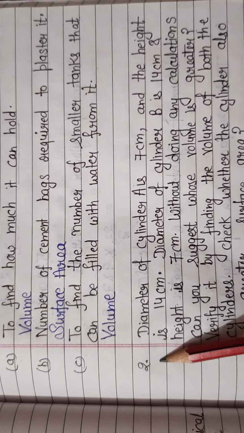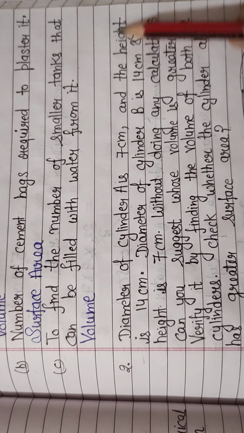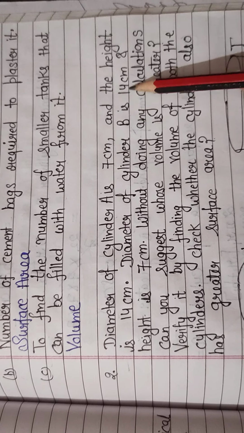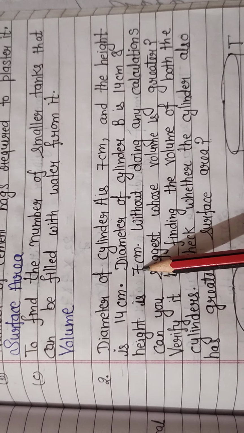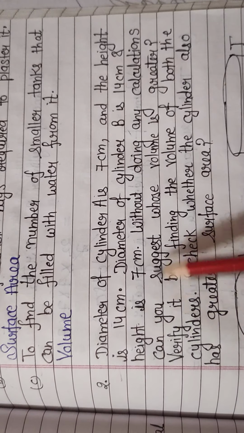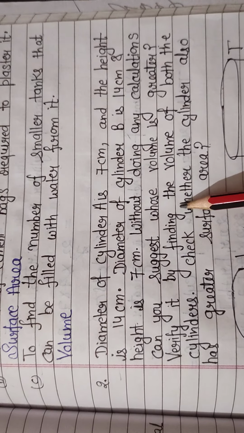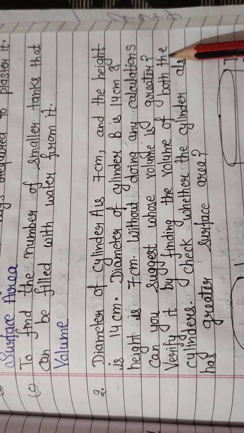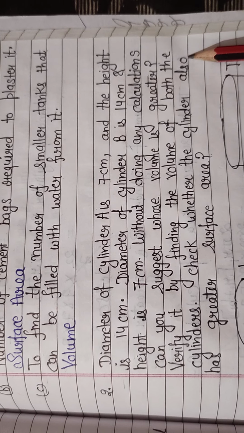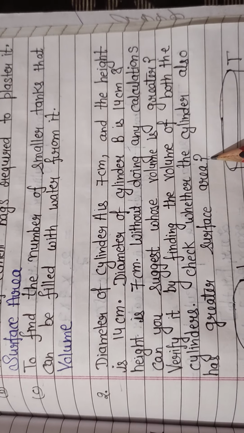Now question number 2. Diameter of the cylinder A is 7 cm and the height is 14 cm. And the diameter of the cylinder B is 14 cm and the height is 7 cm. Without doing any calculation, can you suggest whose volume is greater? Verify it by finding the volume of both the cylinders. Check which cylinder has the greater surface area.